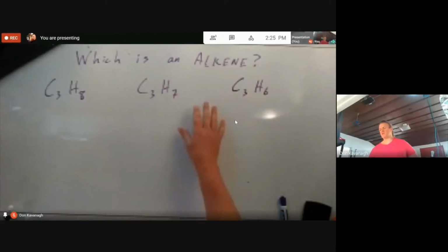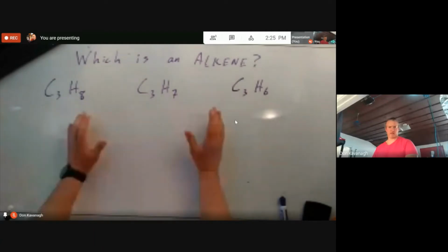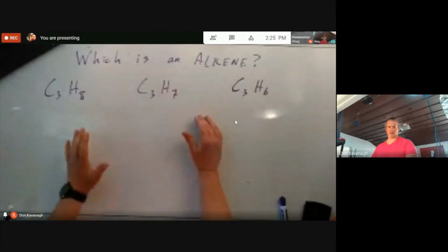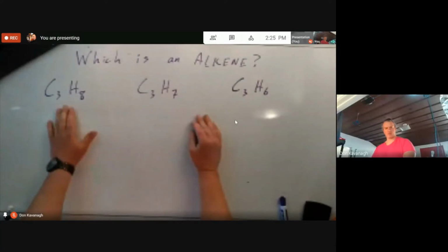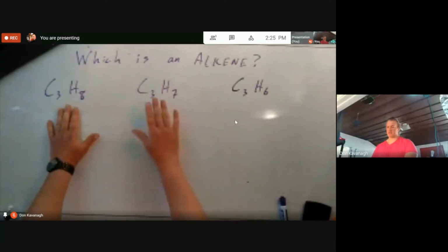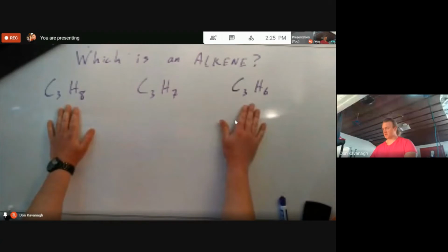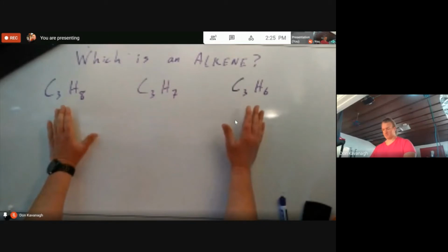Which of these formulas represents an alkene? An alkene is a hydrocarbon that contains a double bond in its carbon backbone. We have three formulas to consider: C3H8, C3H7, C3H6. These are all propenes because the number of carbons gives us the prop prefix.